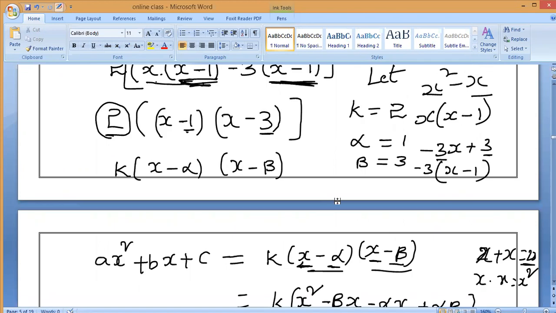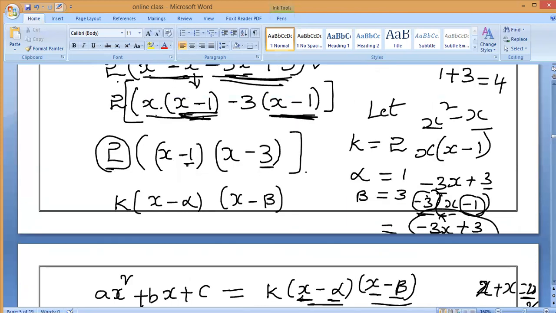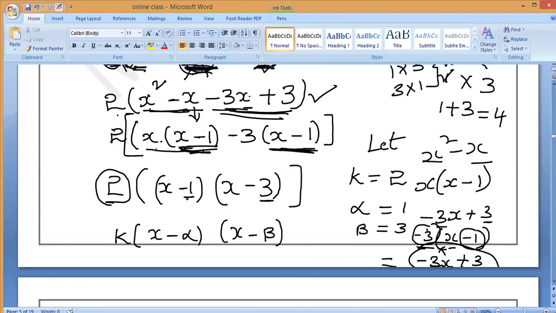Now you multiply it. Minus 3 into x is minus 3x. Is it yes or no? Next, minus 3 into minus 1 will become plus 3. Will you accept it, Padmavarshini? Are you clear or not with this? Sure. So can I write minus 3x plus 3 as minus 3 into x minus 1? Can I write it or not?